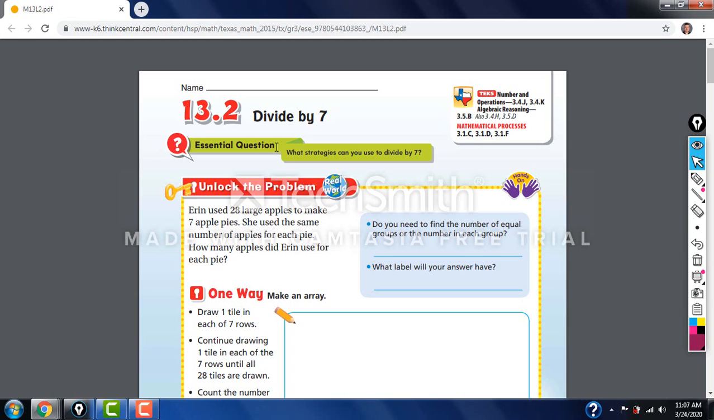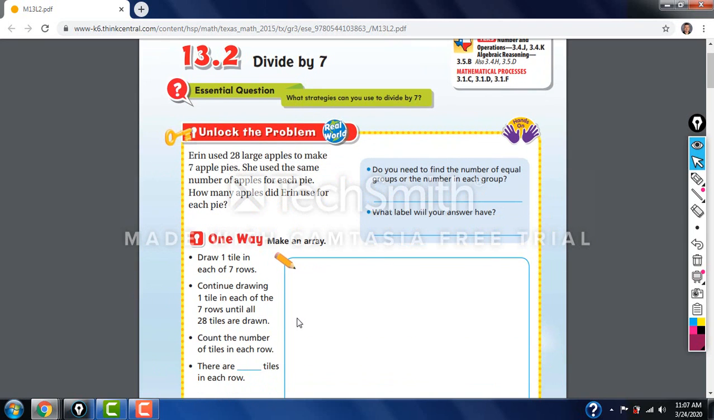We're still with division. Again, our essential question is, what strategies can you use to divide by 7? If you remember from yesterday, we had a couple of strategies that we were using. We could be using repeated addition, a multiplication sentence, or using the factors, creating an array, or visual representation. So let's go ahead and start. You should have your pencil or colored pencils ready and follow along with me.